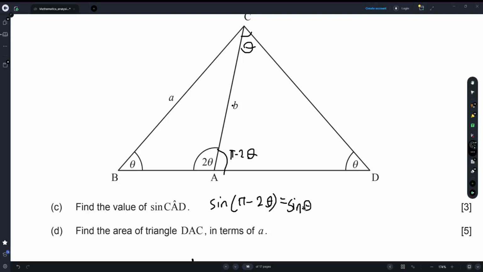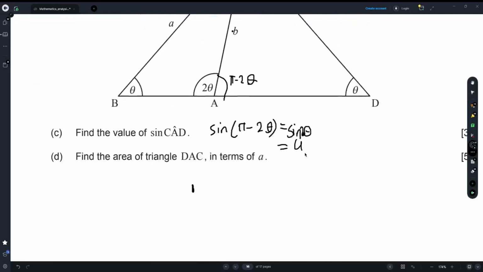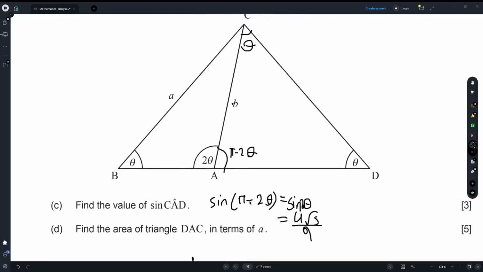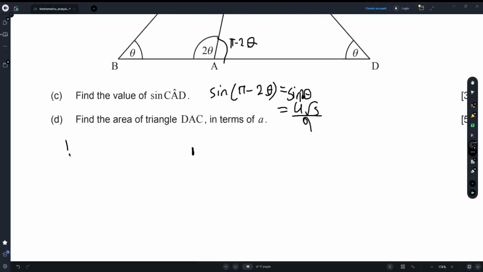So sine of 2 theta, which we already know is equal to 4 root 5 over 9 from earlier. Now find the area of triangle DAC in terms of a. I'm assuming they made us find the sine of this angle because we can apply the formula half ab sine C.